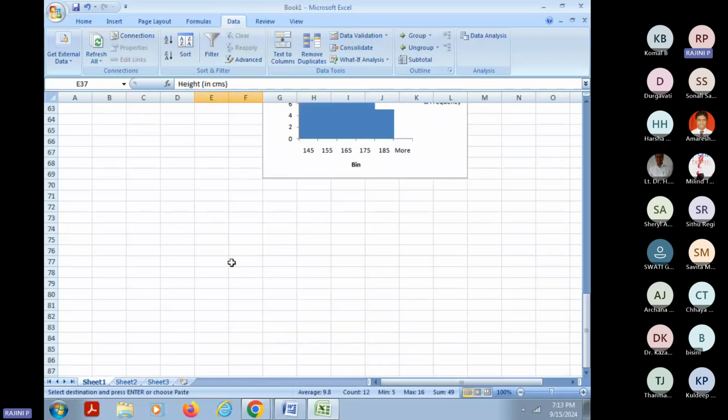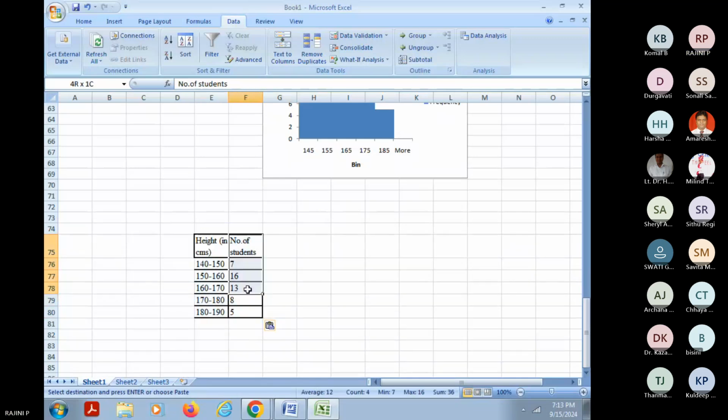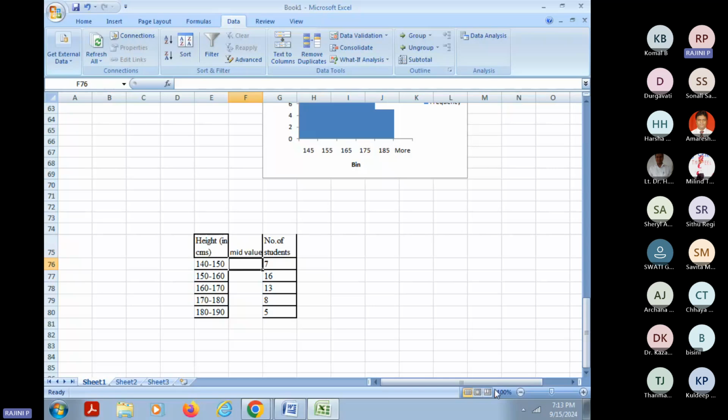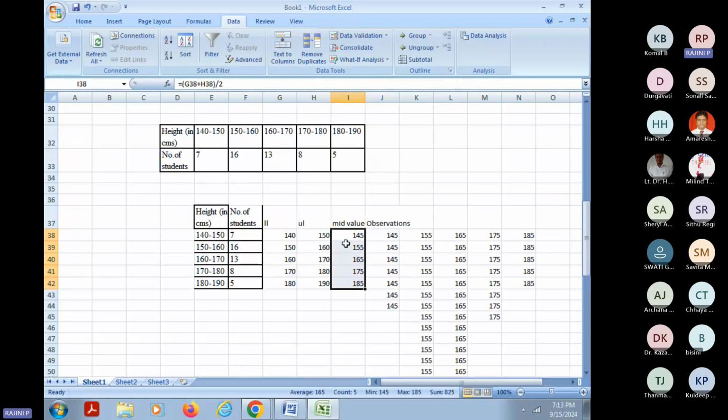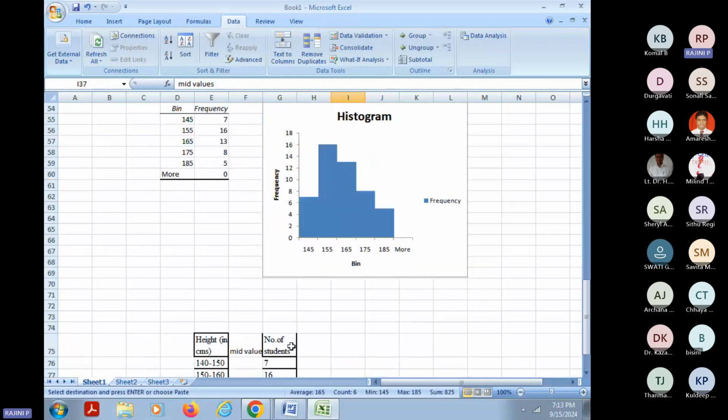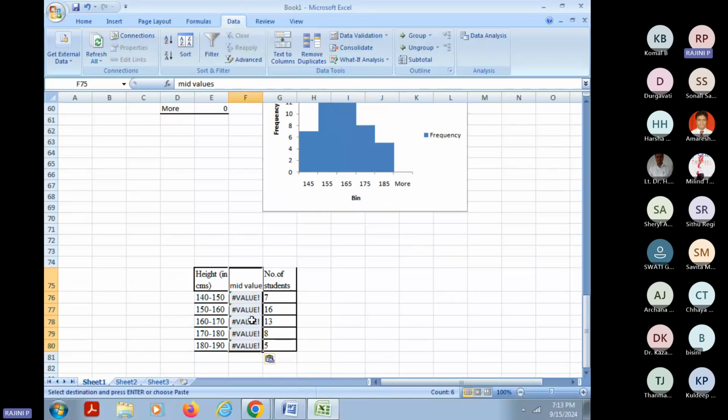How can we do this? Copy this. Calculate the mid values. Already I calculated, I've shown you what the mid values are. 145 and, see, one thing I'll show you. Here, from here, mid values. If I'm copying this, will it work? Why is it coming like this? No, it's not a value. Because when you put a cursor here, see the formula bar, it is showing you the formula, not a value. But we require the value. We don't want a formula.